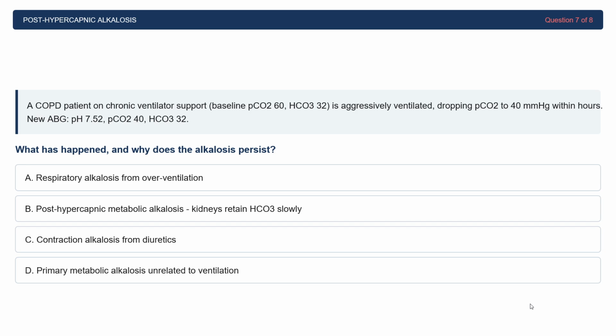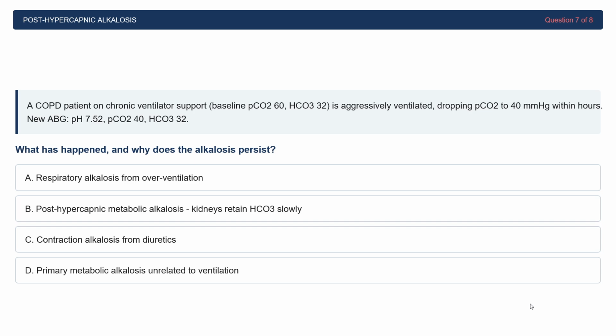Next up, we have a COPD patient on chronic ventilatory support with baseline PCO2 of 60 and bicarbonate of 32. He's aggressively ventilated and dropping PCO2 to 40 within hours. New ABG shows pH of 7.52 and PCO2 of 40 with bicarbonate of 32. What has happened here and why does the alkalosis still persist?